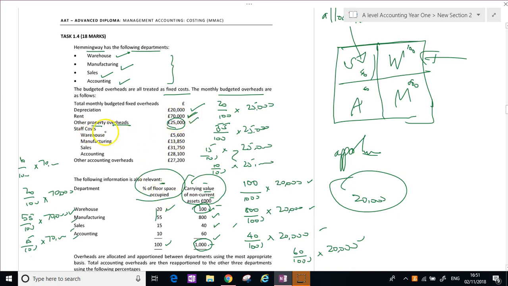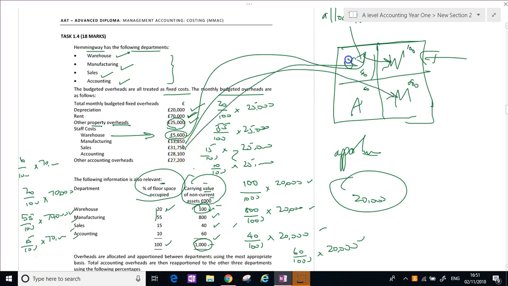It tells you straight away, well, for the staff cost warehouse, it's 5,600. 5,600 is going straight in. I'm just going to chuck that in there. I'm going to do the same thing for manufacturing, and the same thing for sales. Straight. So that's what we call an allocation. I know straight away the sales staff costs, they only work in sales.